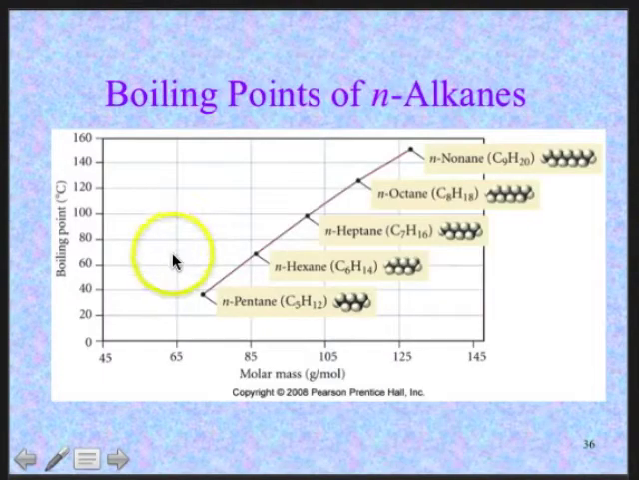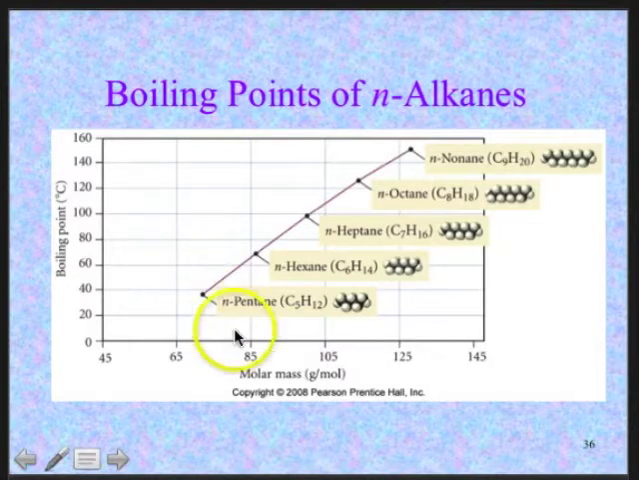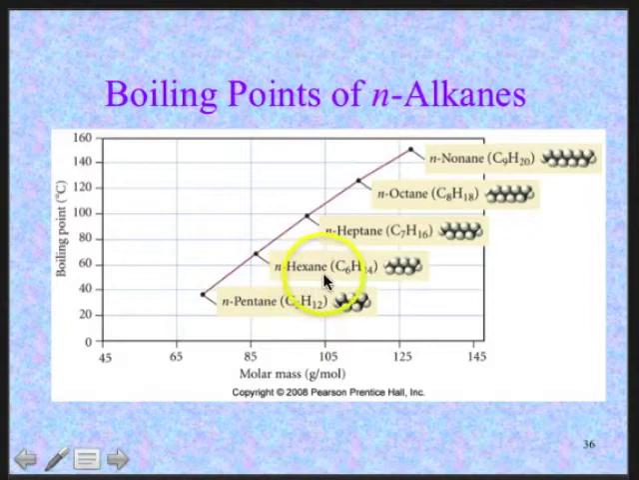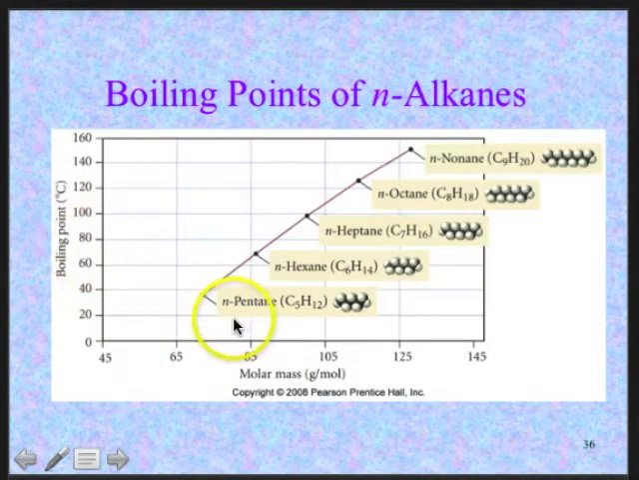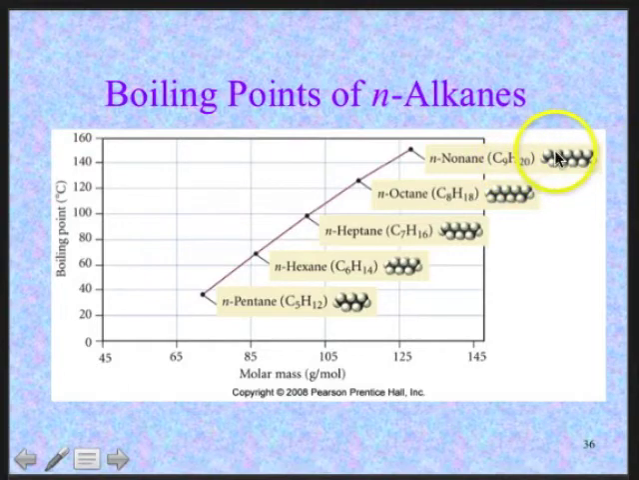Here's another trend. The alkanes, you have pentane, C5H12, hexane, C6H14, and so forth. And you can see a direct correlation between molar mass and boiling point. Again, that has to do with the polarizability of the electron cloud. N-nonane has stronger dispersion forces than N-pentane because it has a more polarizable electron cloud around it.